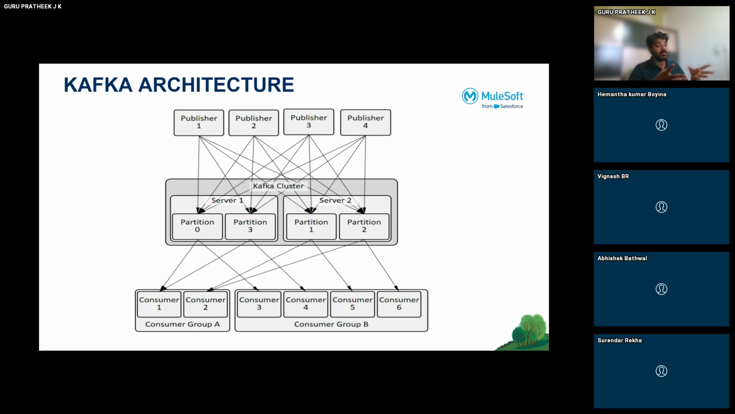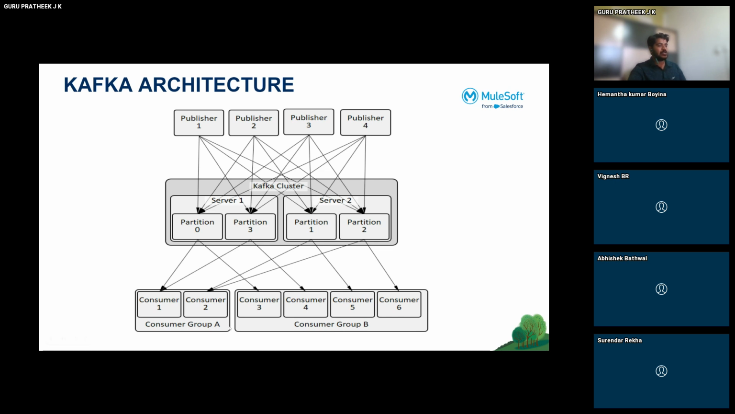When it comes to consumers, we can have a number of consumers. Each consumer group might have any number of consumers. If the number of consumers is equal to the number of partitions, then each consumer will read from an individual partition. If you see consumer group B, consumer 3 is reading from partition 0, consumer 4 is reading from partition 3, consumer 5 is reading from partition 1, and consumer 6 is reading from partition 2.